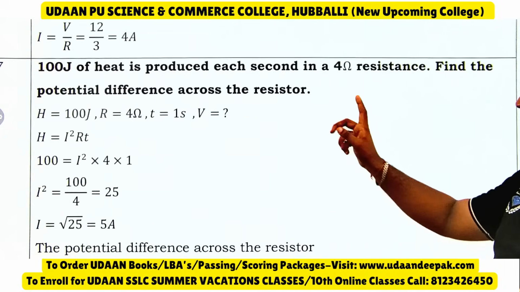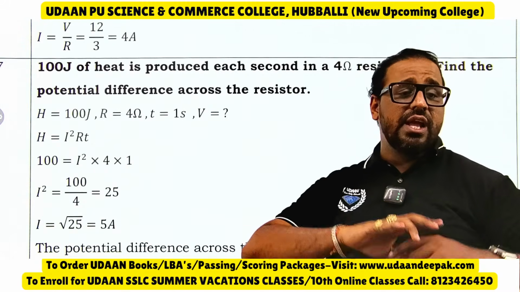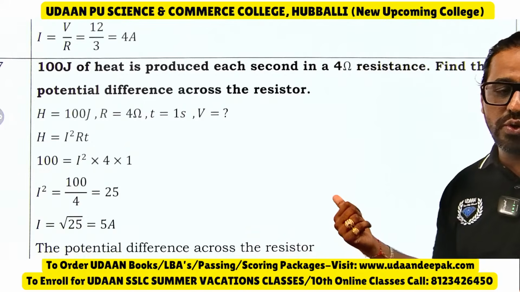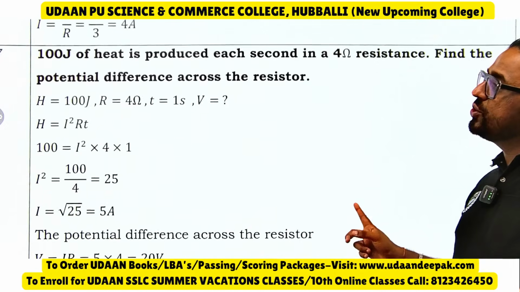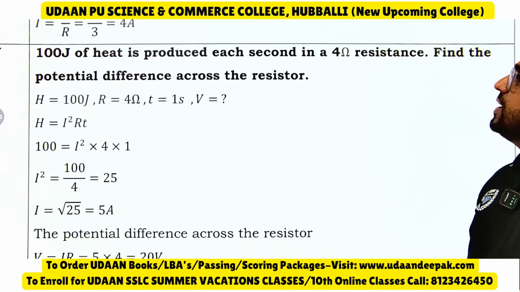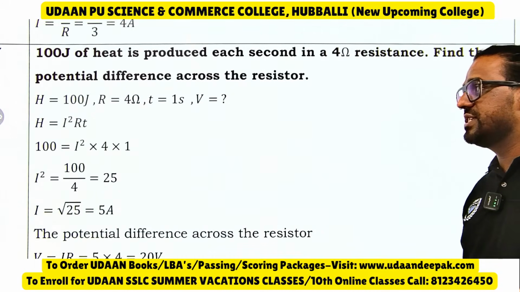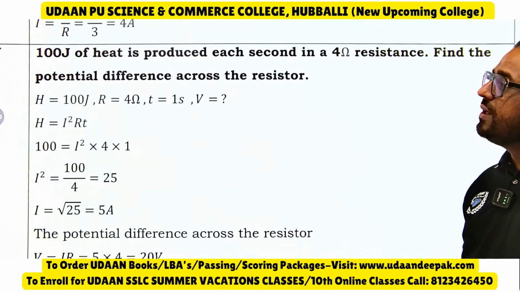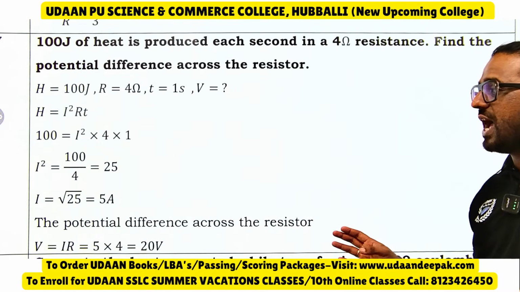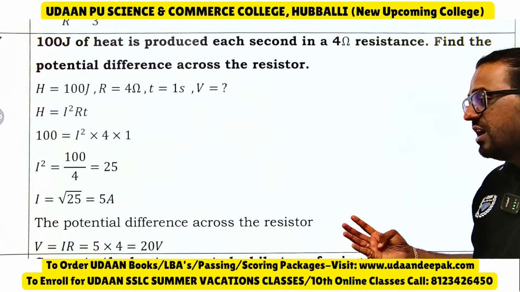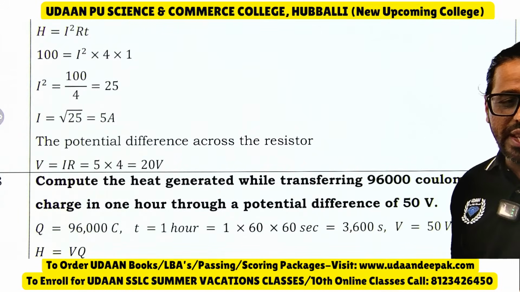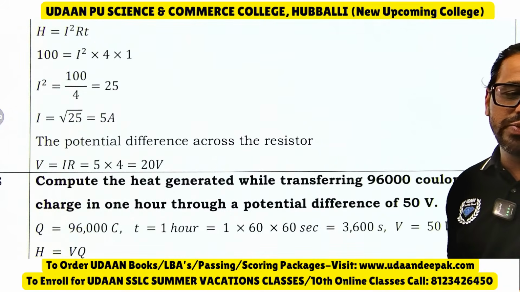100 joules of heat is produced. This question is very important. Such questions come in the exam. See, 100 joules of heat is produced each second in a 4 ohm resistor. Find the potential difference across the resistor. Heat is 100 joules. The resistance is 4 ohm. Time is 1 second. H is equal to I square RT. I is equal to 5 ampere. Then V is equal to IR. Then voltage is 20 volt. Okay, so the 4 marks laws will come. How to do this?